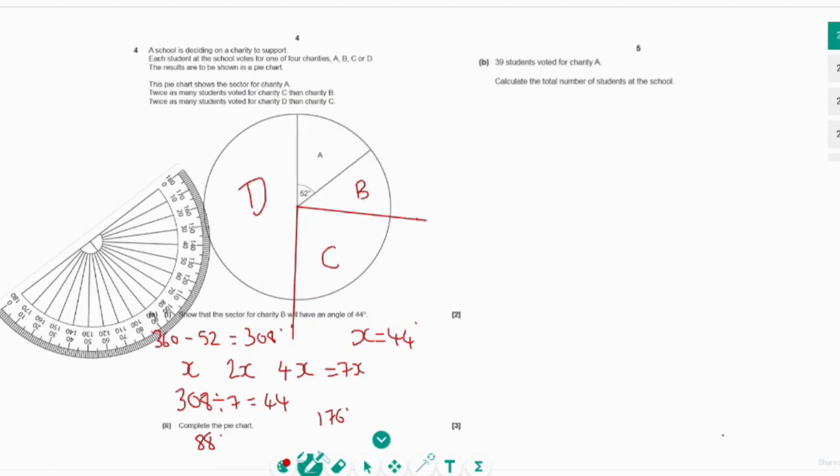39 students voted for charity A. You've got 52 degrees is represented by 39 students. Calculate the total number of students in the school. I'm going to get 1 degree first by dividing by 52. 0.75, and then to get 360 degrees, we're going to times it by 360, which is 270 students.